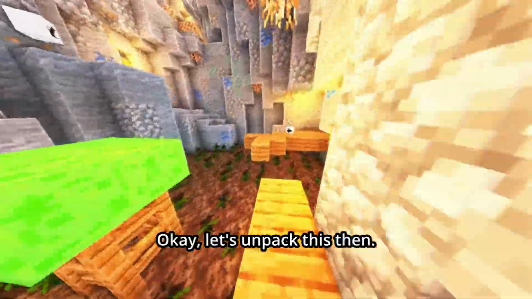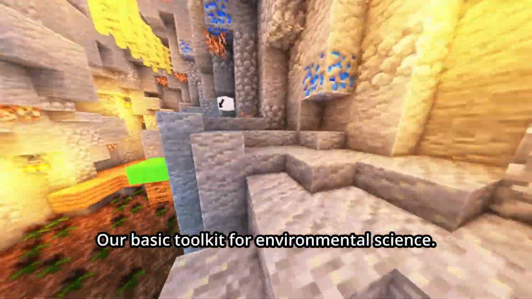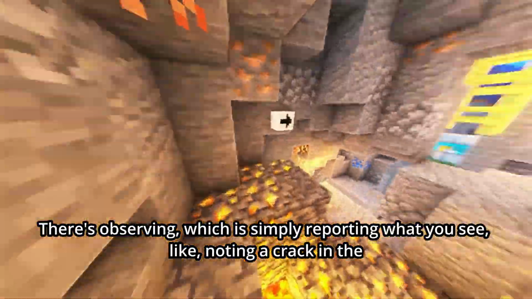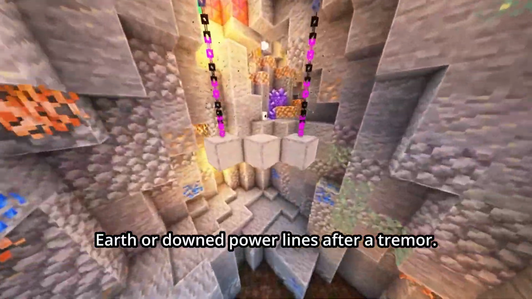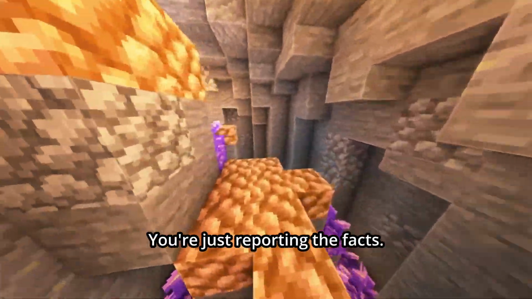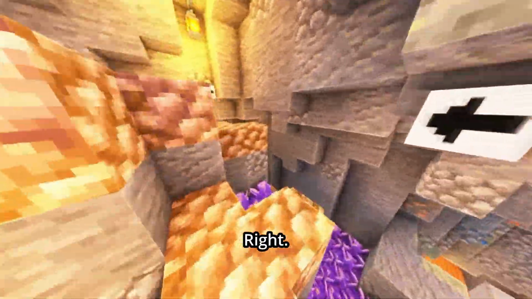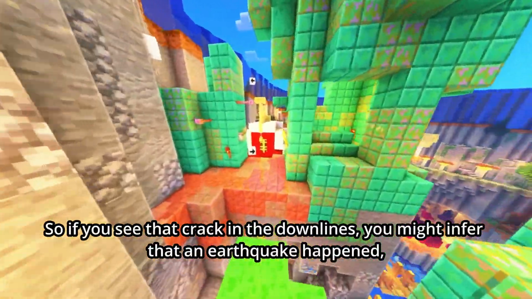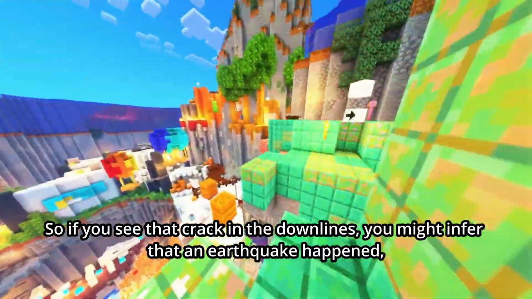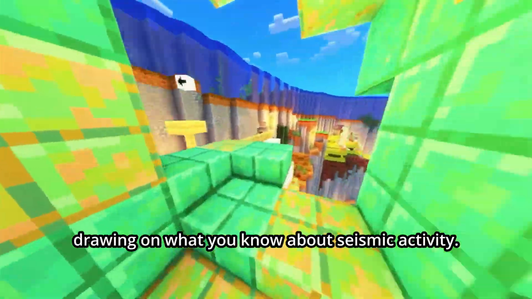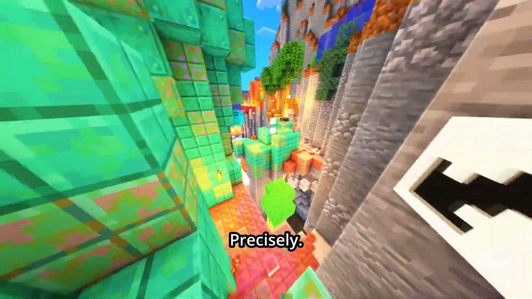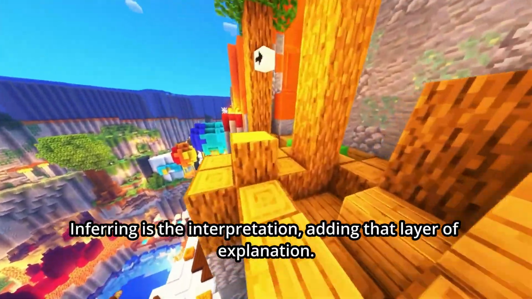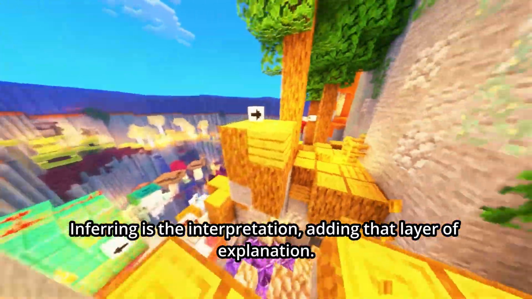Okay, let's unpack this then. Our basic toolkit for environmental science, we have to start with how we even gather information. There's observing, which is simply reporting what you see, like noting a crack in the earth or downed power lines after a tremor. You're just reporting the facts. That's what you see. Right. Then there's inferring. That's where you use your existing knowledge to explain those observations. So if you see that crack and the downed lines, you might infer that an earthquake happened, drawing on what you know about, say, seismic activity. Precisely. Observing is the direct, raw sensory input. Inferring is the interpretation, adding that layer of explanation.